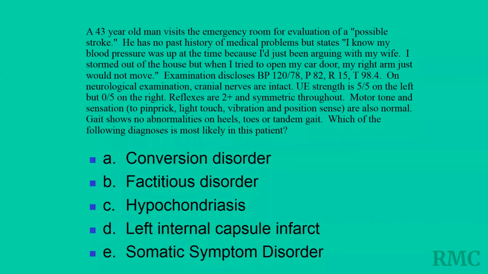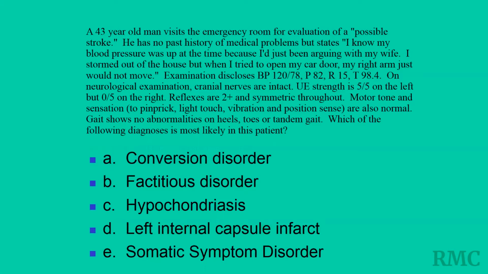We are now going to test your knowledge of somatic disorders by looking at some cases. A 43-year-old man comes to the ER with a possible stroke. He has no history of medical problems, but says, "I know my blood pressure was up because I've just been arguing with my wife. I stormed out of the house, but when I tried to open my car door, my right arm just would not move."